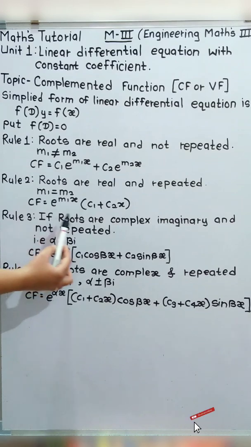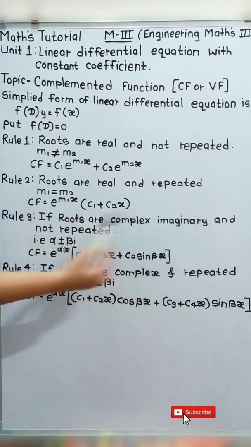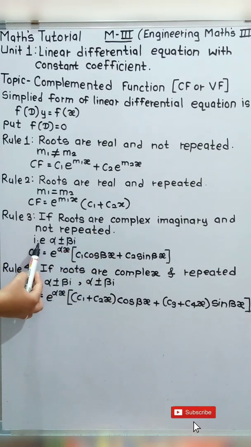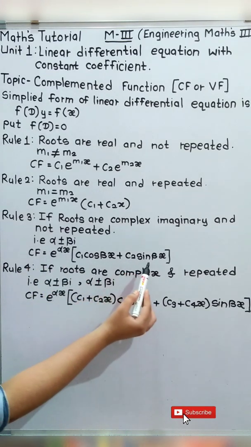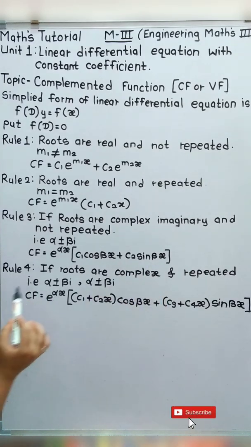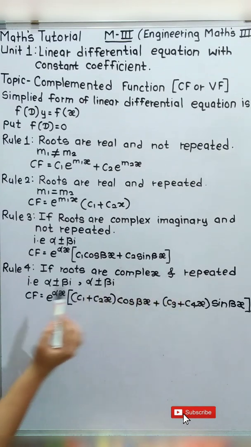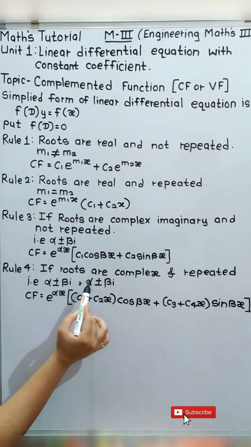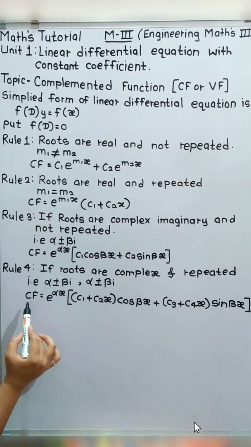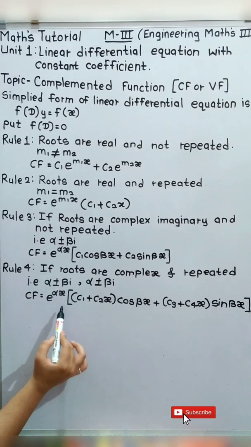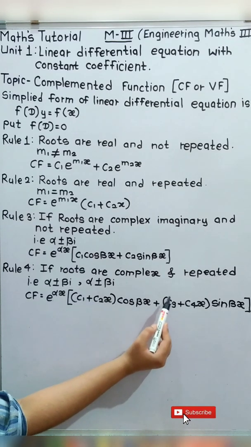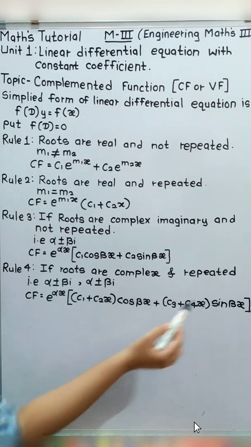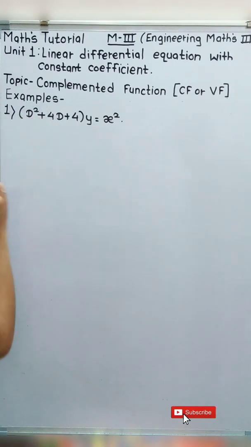Third rule: if the roots are complex and imaginary, not repeated, that is alpha plus or minus beta i, then CF = e^(alpha x)(c1 cos beta x + c2 sin beta x). Fourth rule: if roots are complex and repeated, that is alpha plus or minus beta i twice, then CF = e^(alpha x)[(c1 + c2 x) cos beta x + (c3 + c4 x) sin beta x]. Let us start with our first example.